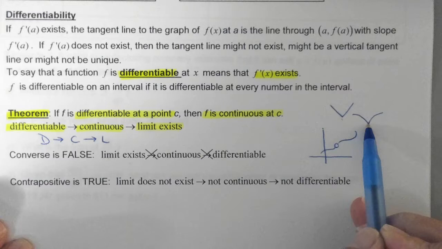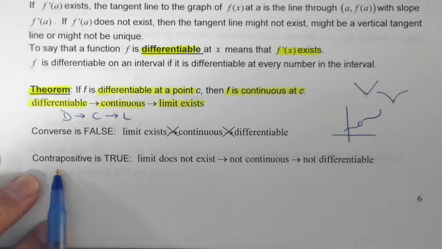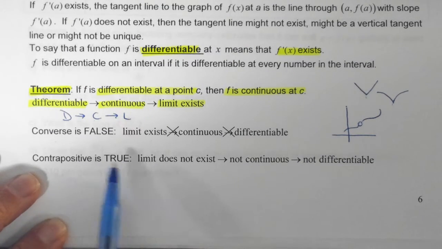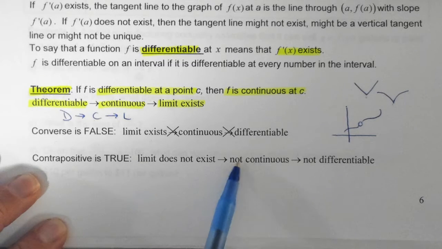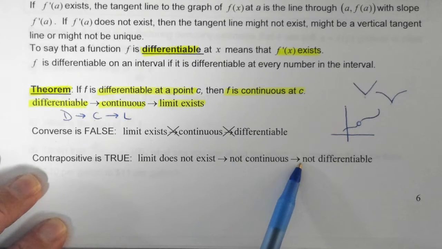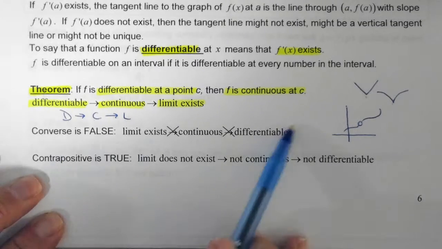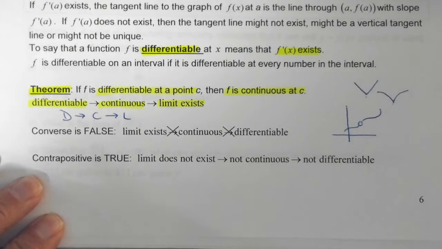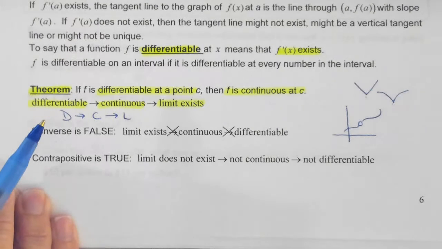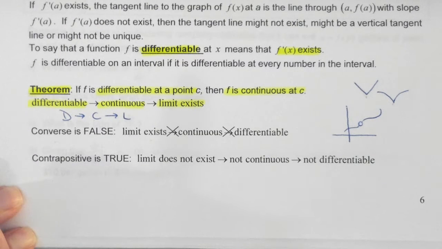Here they're just talking about the contrapositive being true, where if the limit does not exist, then the function is not continuous, therefore not differentiable. That should make sense based on what we talked about up here and this graph right here. So in terms of deciding if a function is differentiable or not, does anyone have any questions? Are you sure? Okay, because we're going to talk about these graphs here.